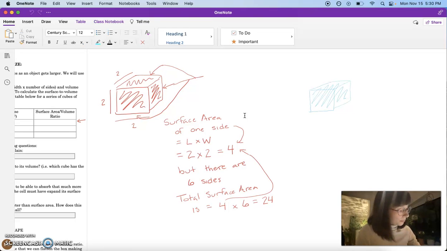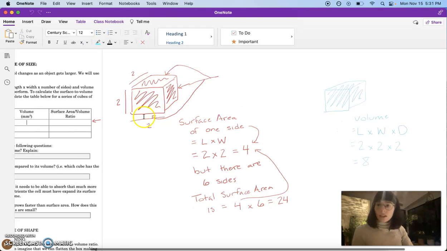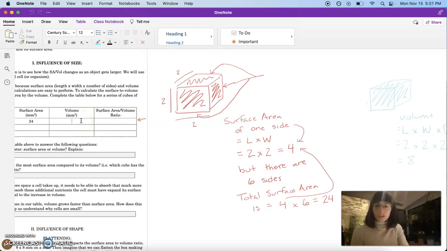And volume is fairly easy to calculate. Volume equals the length times the width times the depth. In our cube example, all of those values are going to equal 2. So it's going to be 2 times 2 times 2, and 2 times 2 is 4, times 2 again is going to be 8. So volume is going to be 8 millimeters cubed.